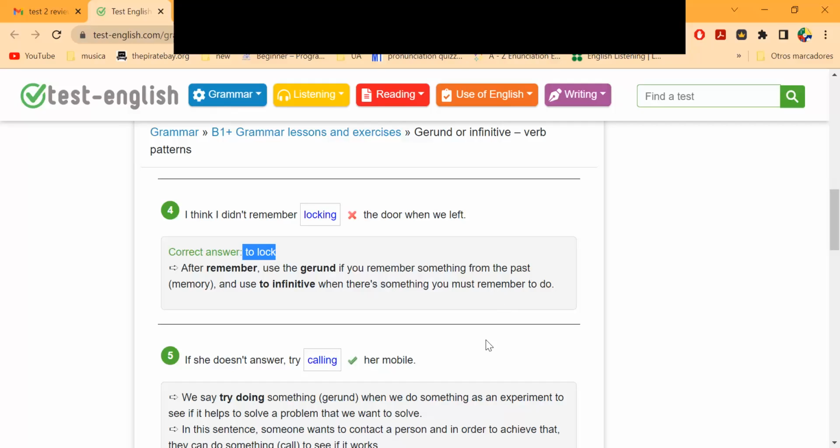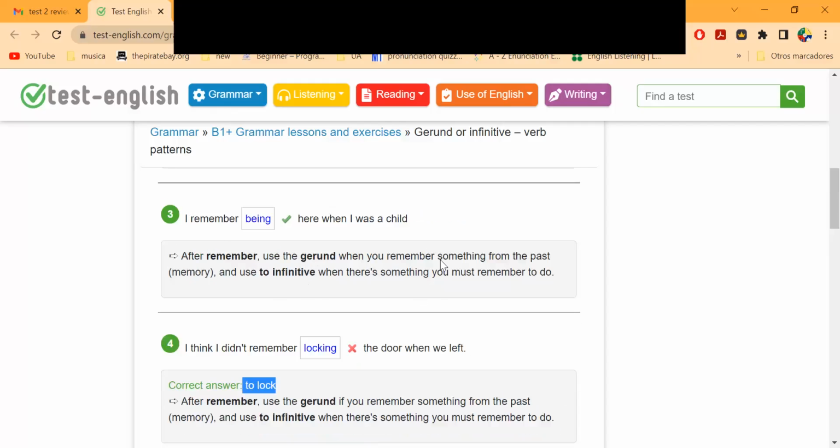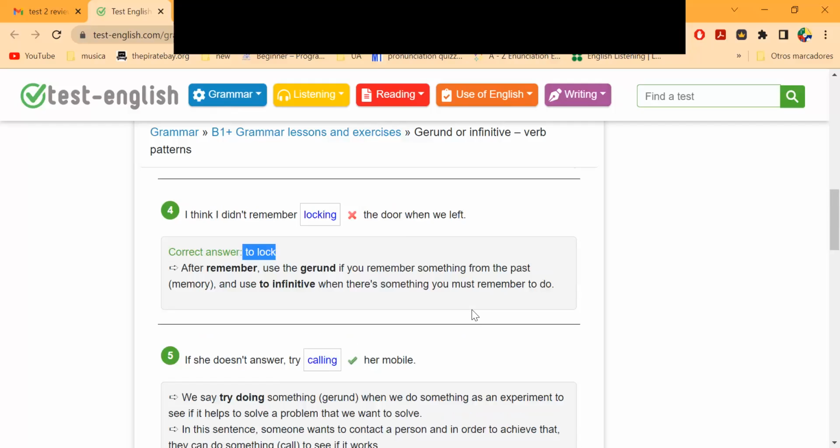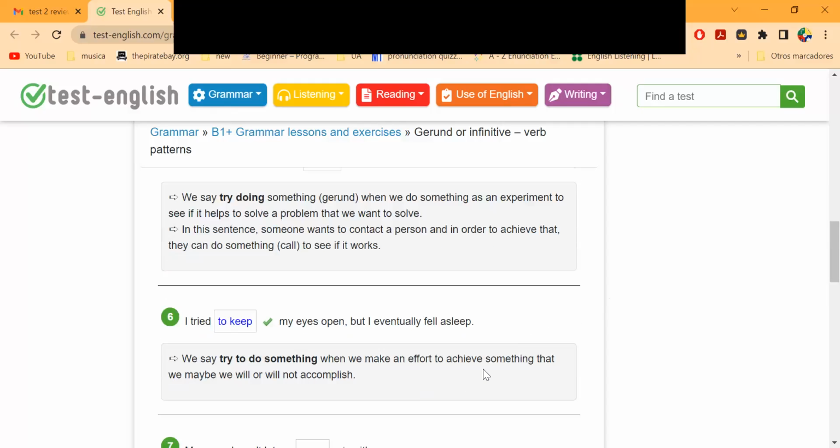Cuando pasa eso, es con infinitive. Y cuando tú tienes un recuerdo de algo que ya viviste, es con gerundio. I remember dancing in my school days. I remember dancing the blues. Dancing los lentos. En mis tiempos se bailaban los blues. I remember dancing the blues when I was a child, when I was a teenager. But I never remember to lock the door when I leave the house. Yeah? That's the difference. Any questions? Y recuerdan el uso de try.